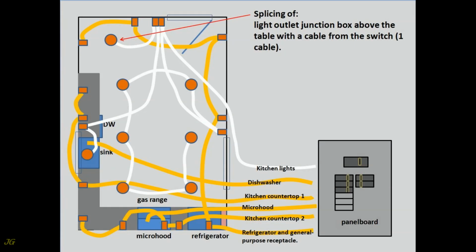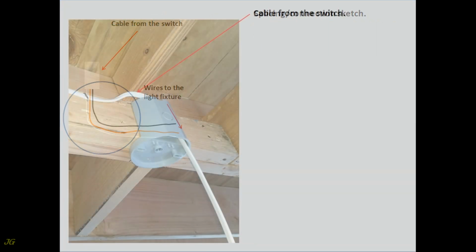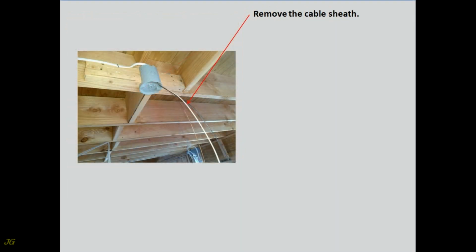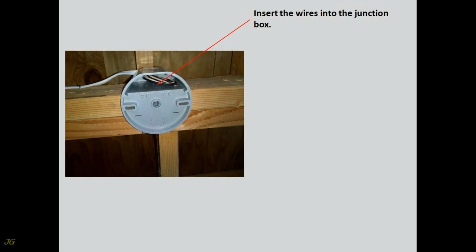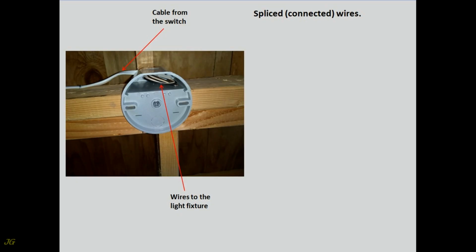Splicing of light outlet junction box above the table with a cable from the switch, one cable. Splicing, connection sketch. Cable from the switch. Remove the cable sheath. Cut the wires to the desired length, not less than 6 inches. Insert the wires into the junction box. Temporarily cover the wires in the junction box with the supplied cover. Spliced, connected, wires.